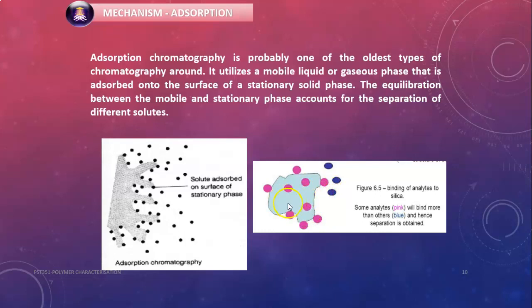Okay, this one is the stationary phase. So the blue particle has less tendency toward the stationary phase. It also has less affinity toward the stationary phase, so it will be eluted first compared to the pink analyte. This pink analyte will bind more strongly toward the stationary phase, so it will spend more time in the stationary phase and elute last. So this is the adsorption chromatography.